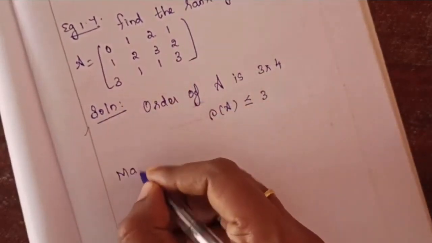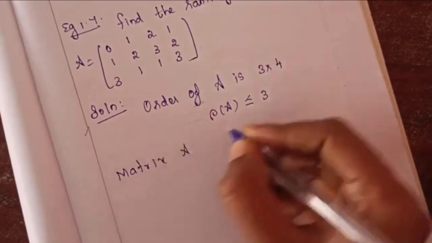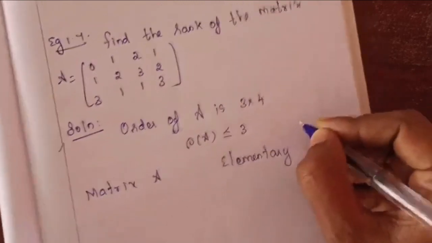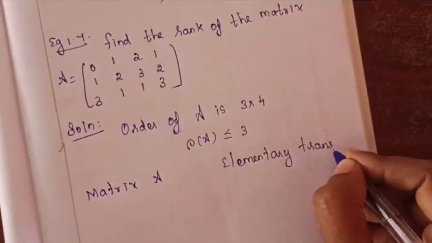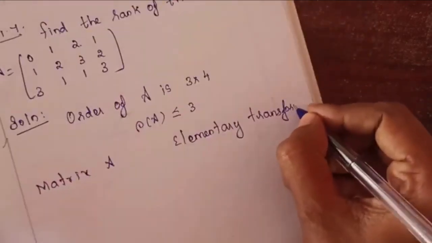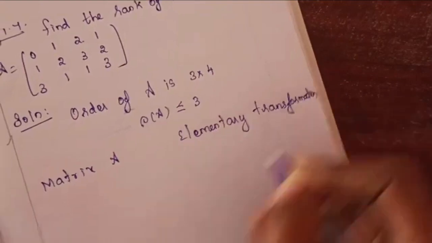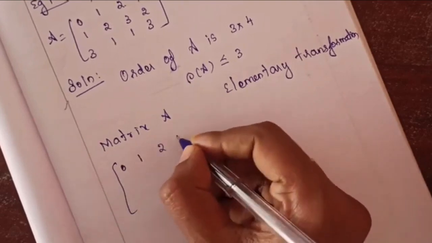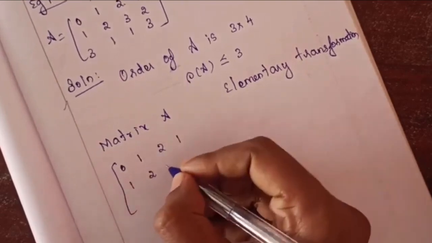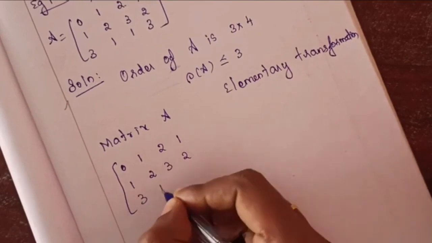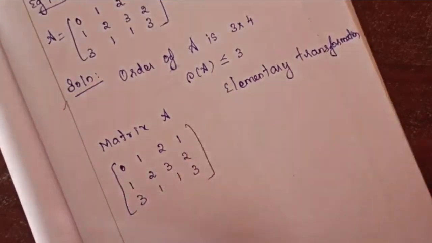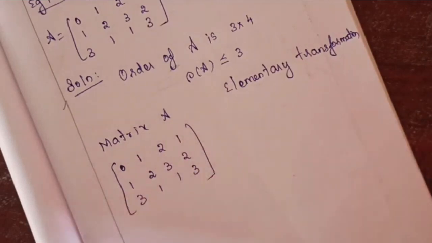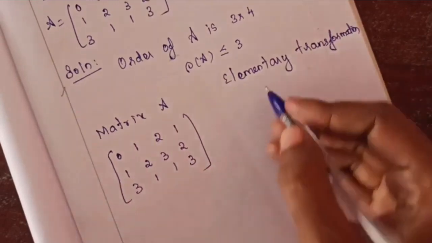Understand? Okay. So here it is matrix A. Here I am going to do the elementary transformation. First I am going to write the matrix [0, 1, 2, 1; 1, 2, 3, 2; 3, 1, 1, 3]. So it's the matrix A. You want to check the first entry. That's the first step here.